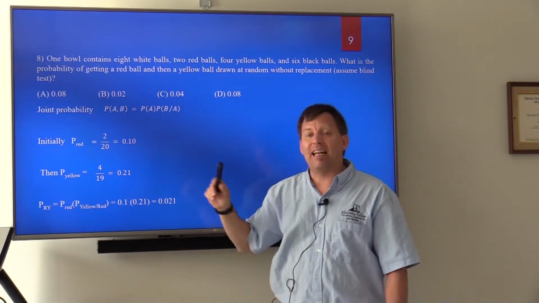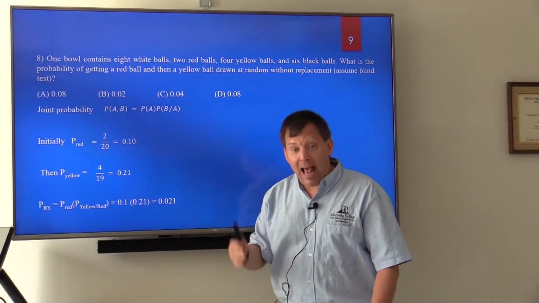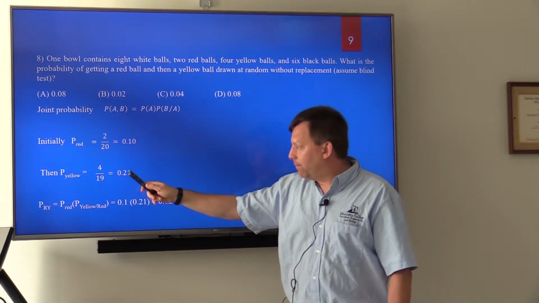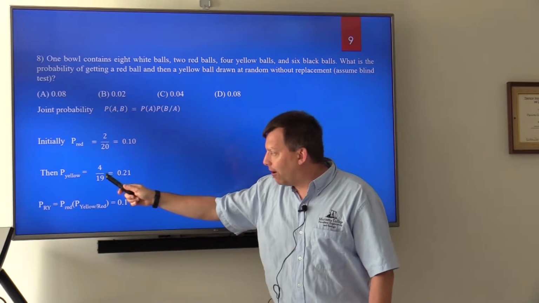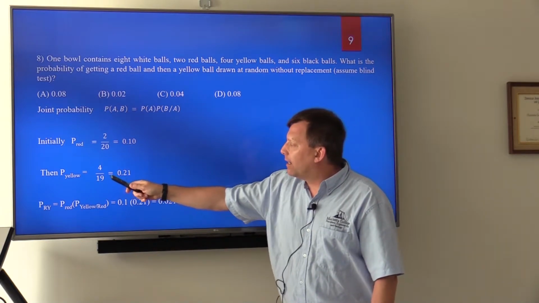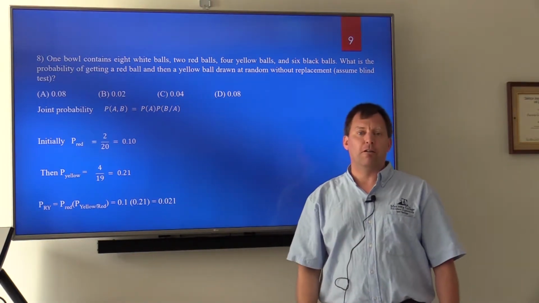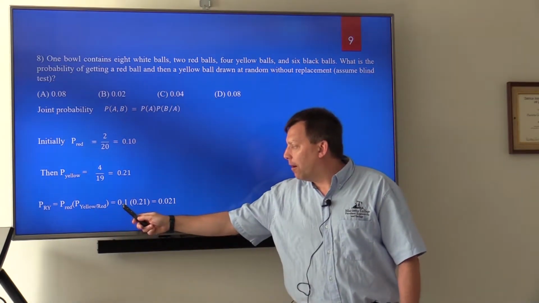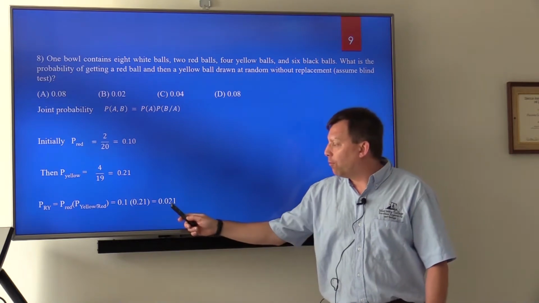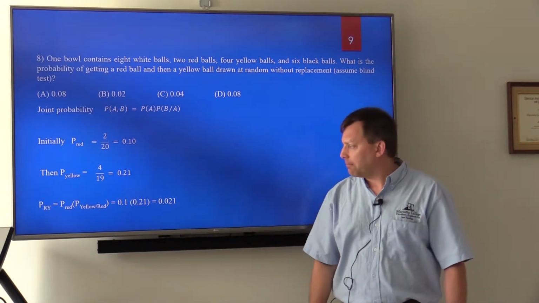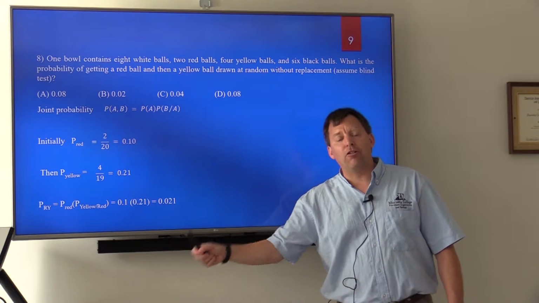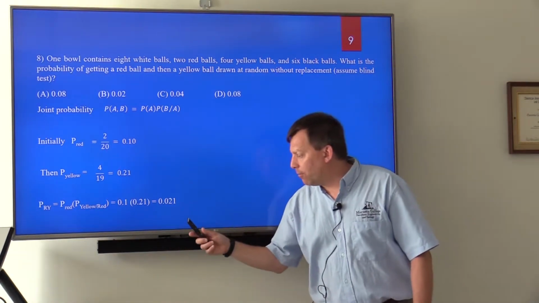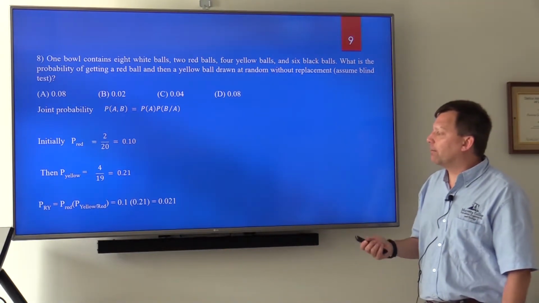So the probability of drawing a yellow ball given 19 balls left is 0.21. So the total probability is 0.1 times 0.21, which is 0.021, because that's the probability of first getting a red and then getting a yellow.